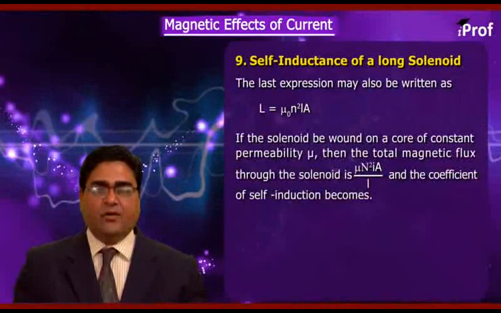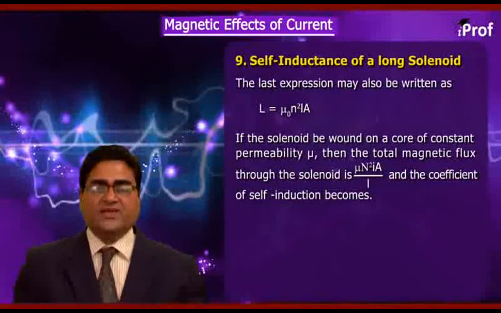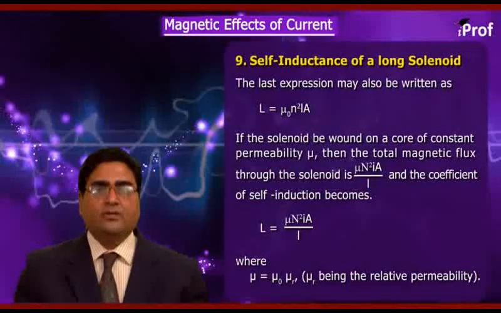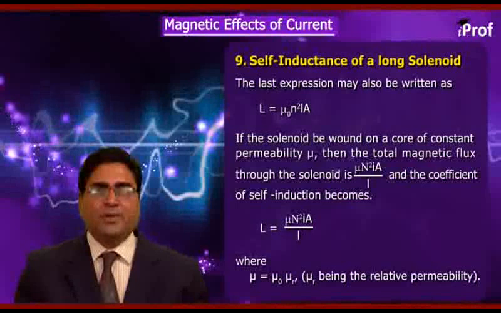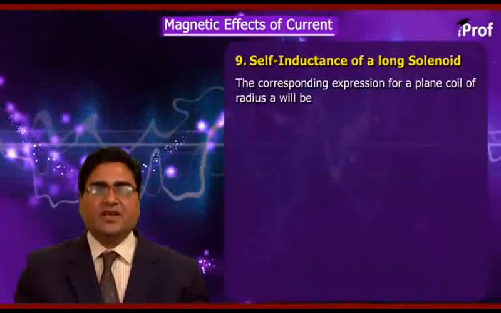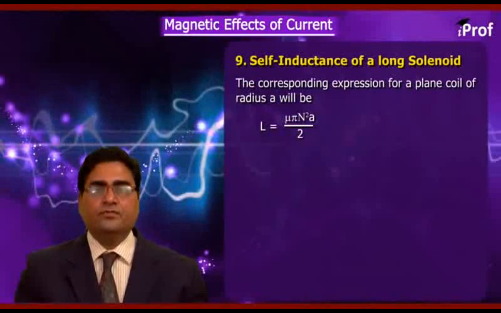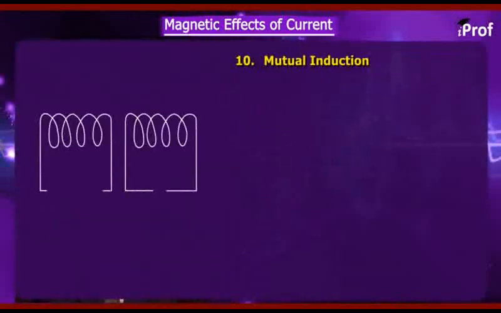If the solenoid is wound on a core of constant permeability mu, then the total magnetic flux through the solenoid is mu n square IA upon L, and the coefficient of self-induction becomes L equal to mu capital N square A upon L, where mu equal to mu naught mu r, mu r being the relative permeability. The corresponding expression for a plane coil of radius A will be L equal to mu pi N square A upon 2.